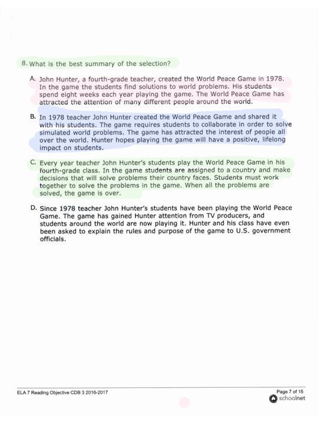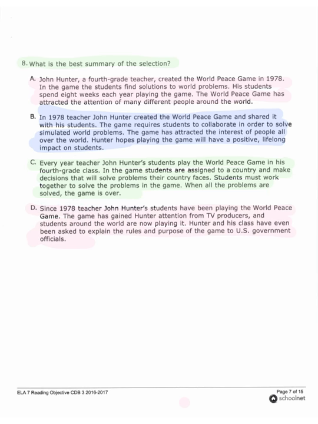C. Every year, teacher John Hunter's students play the World Peace Game in his 4th grade class. In the game, students are assigned to a country and make decisions that will solve problems their country faces. Students must work together to solve the problems in the game. When all the problems are solved, the game is over.